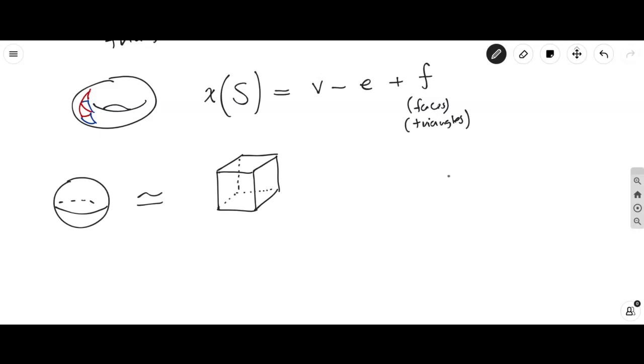It's homeomorphic to the cube. And when you have a cube, you can then count how many vertices you see. So the number of vertices here is equal to 8. You can count how many edges you have.